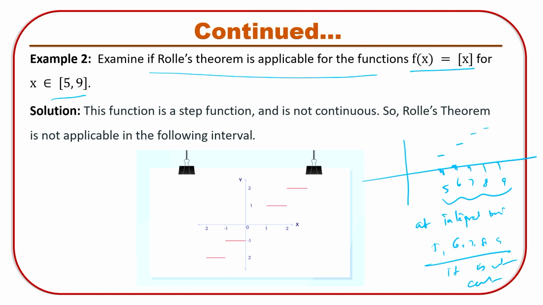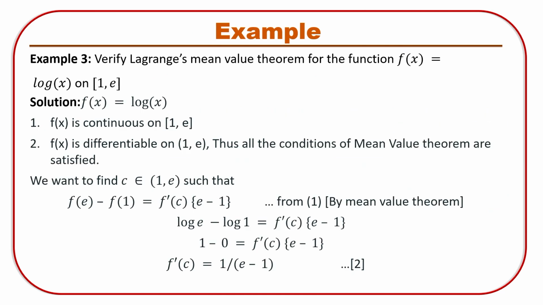Rolle's theorem only applies when the function is continuous. Now look at the third problem. Verify the Lagrange mean value theorem for the function f(x) equal to log of x on [1, e]. That means this log x, you can use ln, and that will be much better actually. Log means the base is 10, but here you have a natural logarithm, where the base is e, exponential. So okay, let's do this.